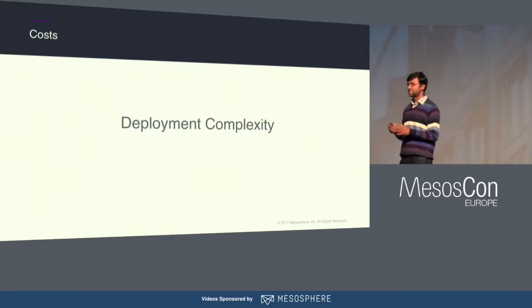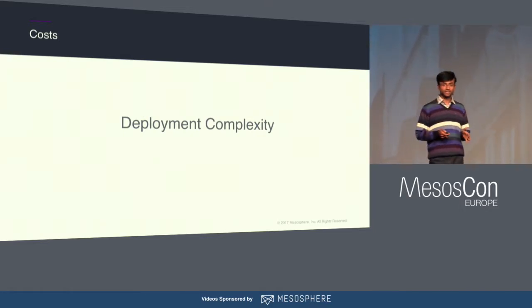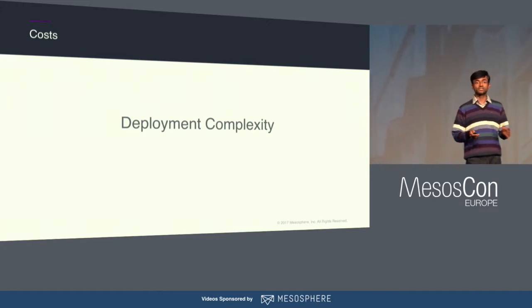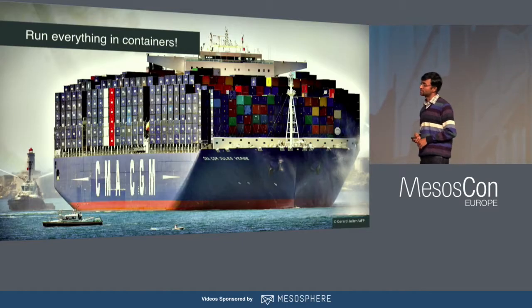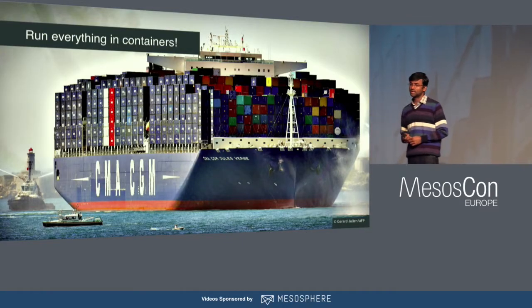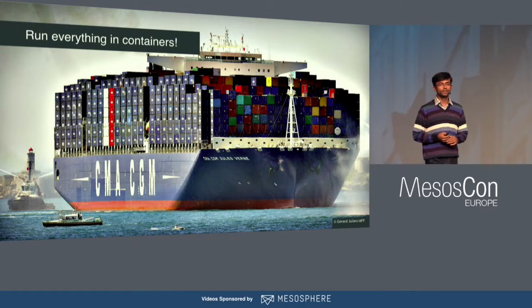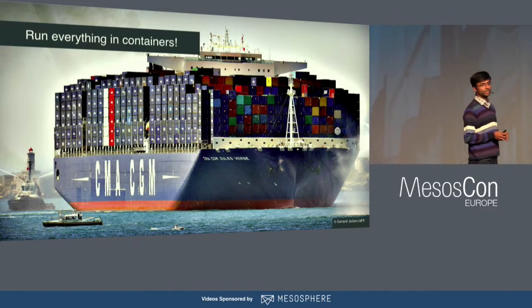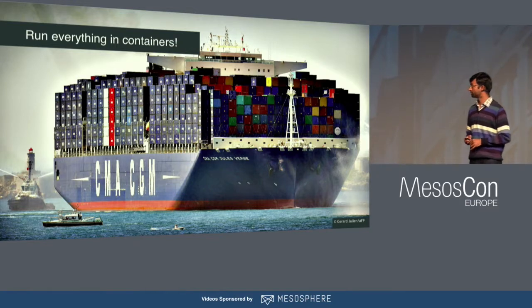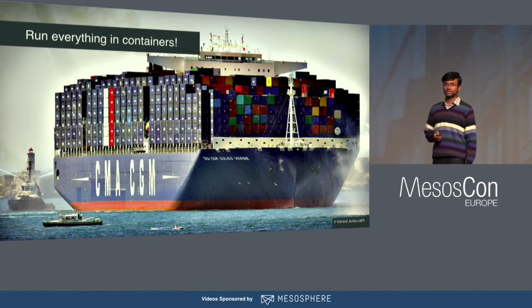Imagine that you have these components and their dependencies. And if these components happen to run on the same host, then the dependencies might conflict with each other. Well, the answer is run everything in containers. Containers is this nice concept where you pack your dependency as well as component and run them together in isolation, such that even if two containers happen to run on the same host, the dependencies of the components won't conflict with each other.